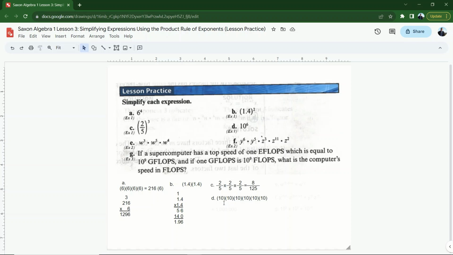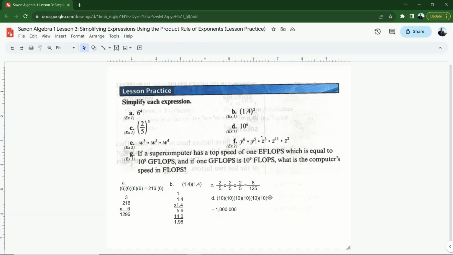So like 10 times 10 would be 100, but what is 100? It's just 1 followed by 2 zeros. If I multiply that by 10, I get 1,000. I'm adding a 0 for each 10, right? And if I add a 0 for each 10, I'm going to be left with a number that has a 1 followed by 6 zeros, or 1 million. 10 to the 6 is the same as 1 million.